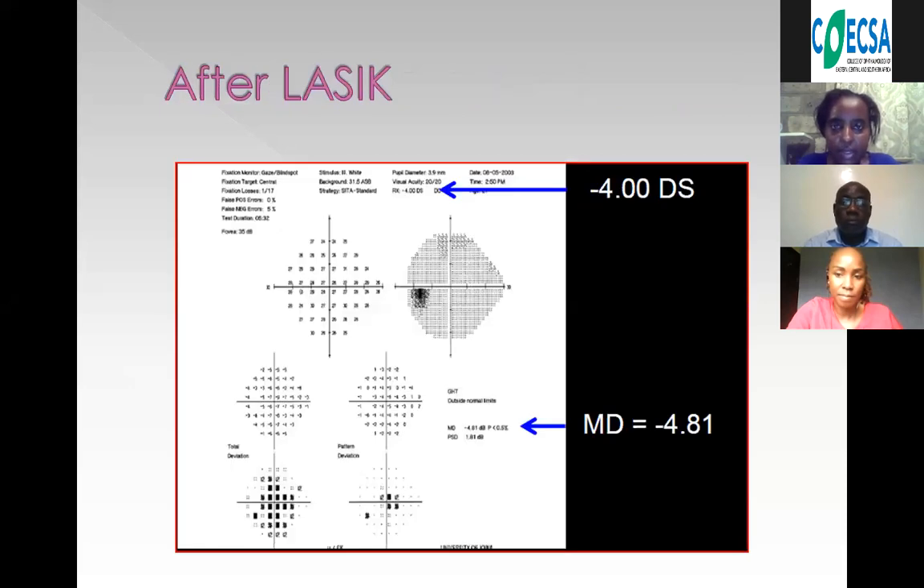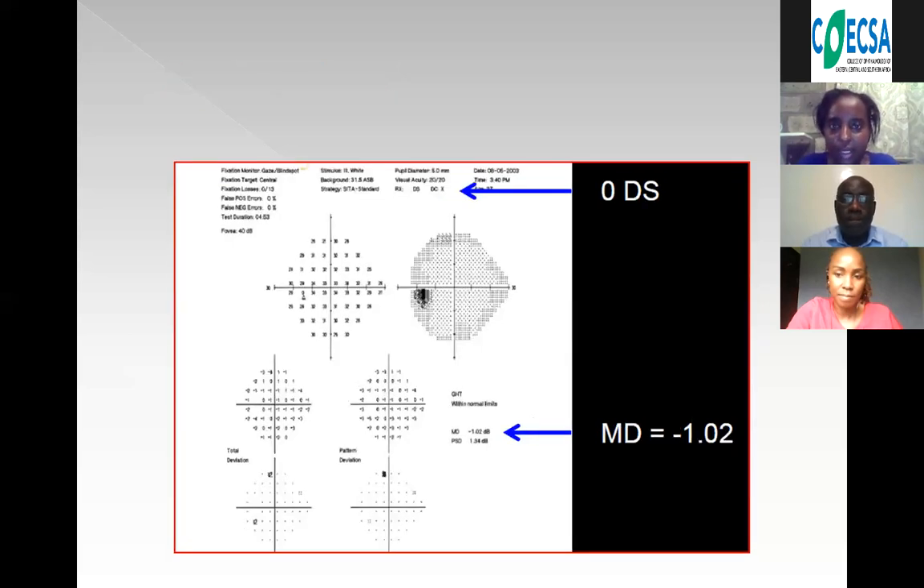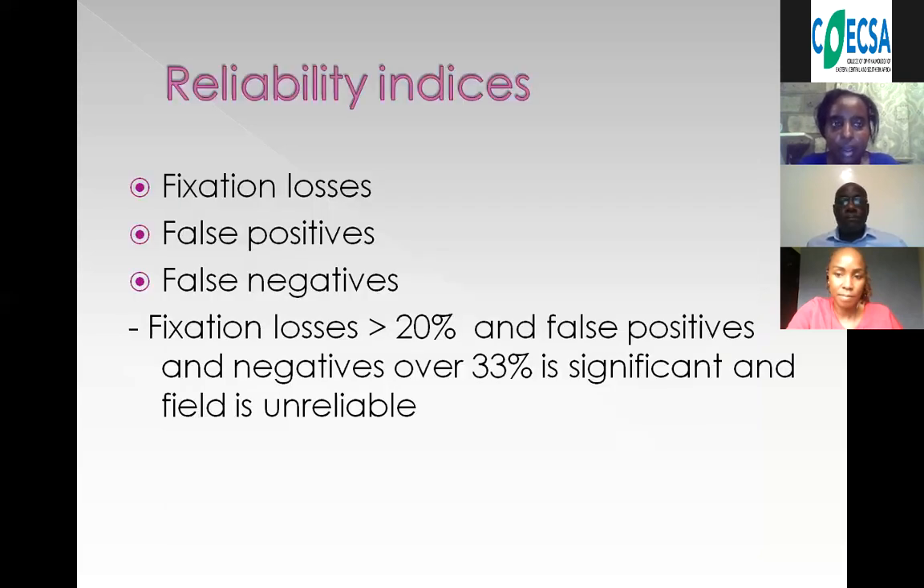This was a patient who had undergone LASIK. The correction before LASIK was -4 diopter spheres, and it gave some defects with a mean deviation of -4.81. After correction, the patient performed better, and the patient admitted they had done a LASIK, and the correction was removed, and the mean deviation was 1.02, a good field. These are the components.